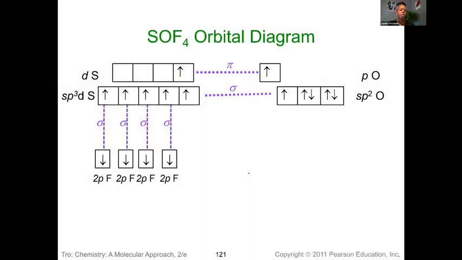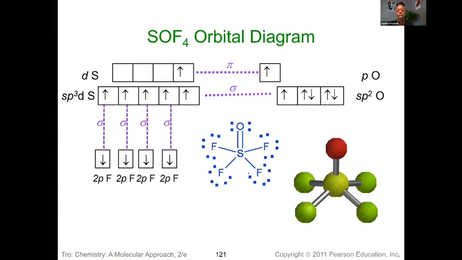All right, and SOF4, again, this is where using those unhybridized d orbitals is where we can create those pi bonds and allow us to have more electrons around the central atom. Okay, so in total here we would have 1, 2, 3, 4, 5 sigmas and 1 pi. Remember, a double bond is a sigma and a pi.